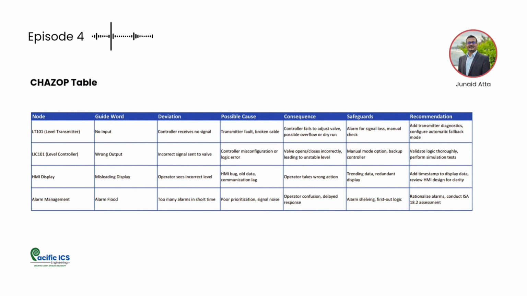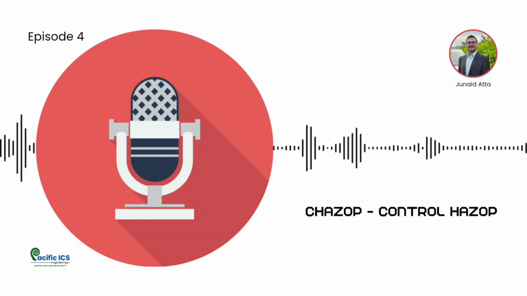Finally, alarm management is vulnerable to alarm flood. This occurs when too many alarms activate in a short time. Poor alarm prioritization or signal noise is typically at fault, which results in operator overload. While there are tools like alarm shelving and first-out logic in place, the system would benefit from full alarm rationalization based on IEC 18.2. Each of these examples shows how CHAZOP helps identify both technical and human factor vulnerabilities.